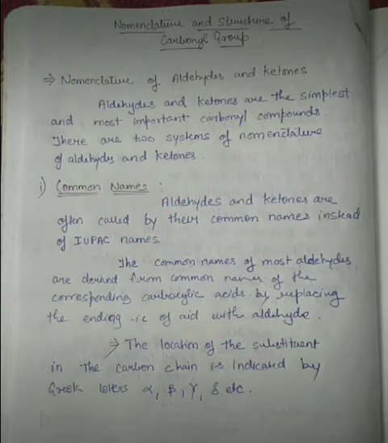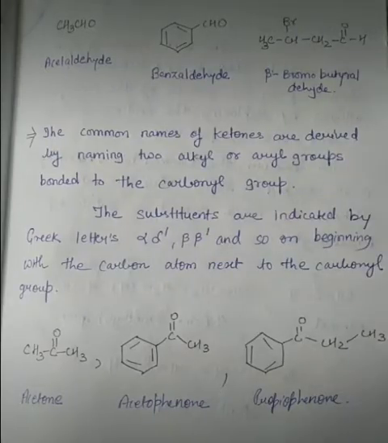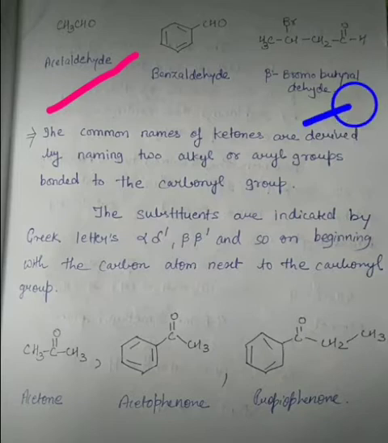In this manner we have to name the aldehydes and ketones. Now students, you can see a few examples. Likewise, we have discussed earlier that CH3CHO is named acetaldehyde. Talking about the benzene skeleton, whenever there is a benzene skeleton with a CHO group, it will be named benzaldehyde.